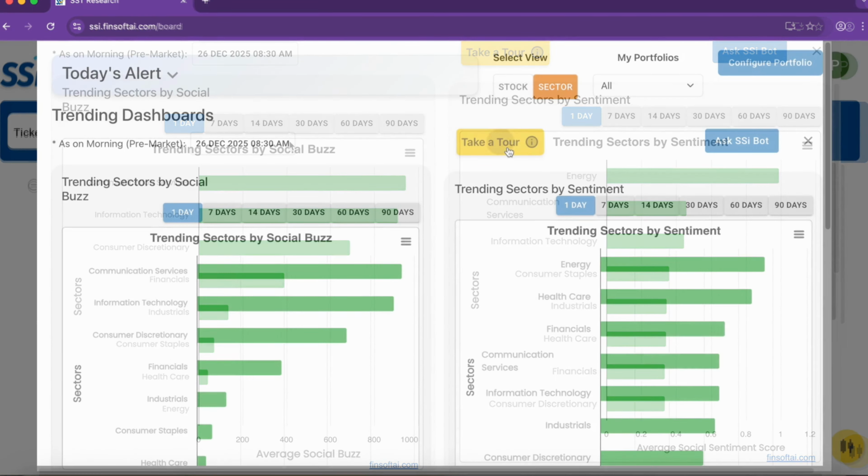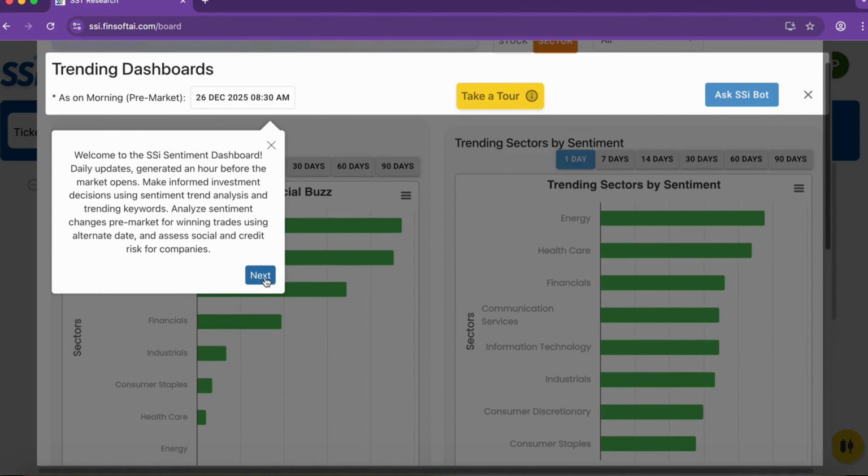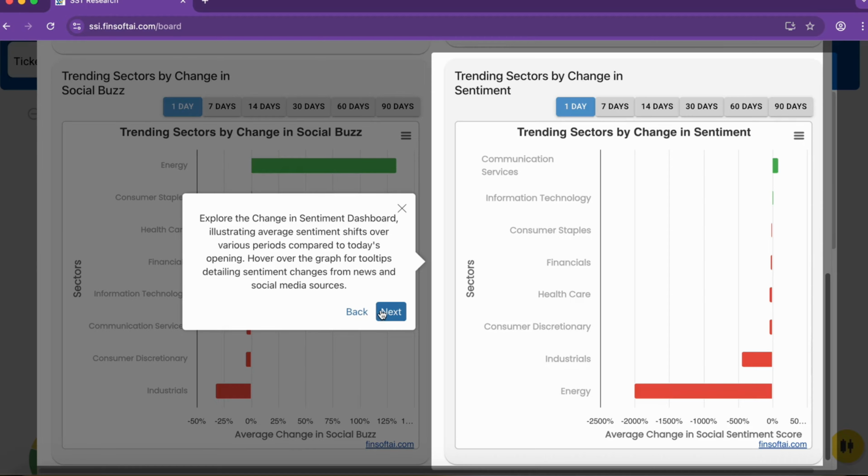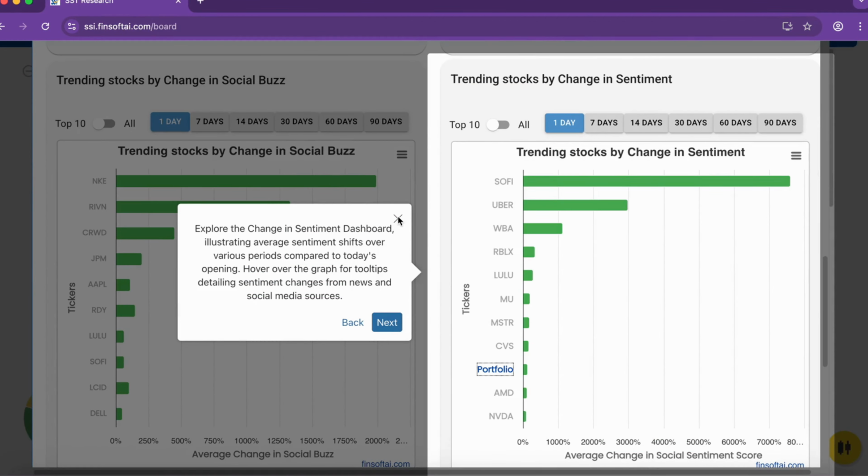Now that you've seen the dashboard, click Take a Tour to explore further. Use the next and back buttons to move through the tour and exit at any point.